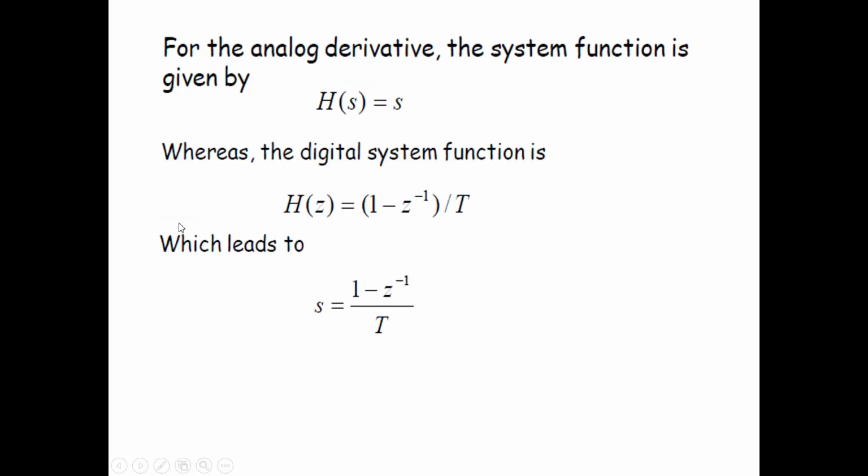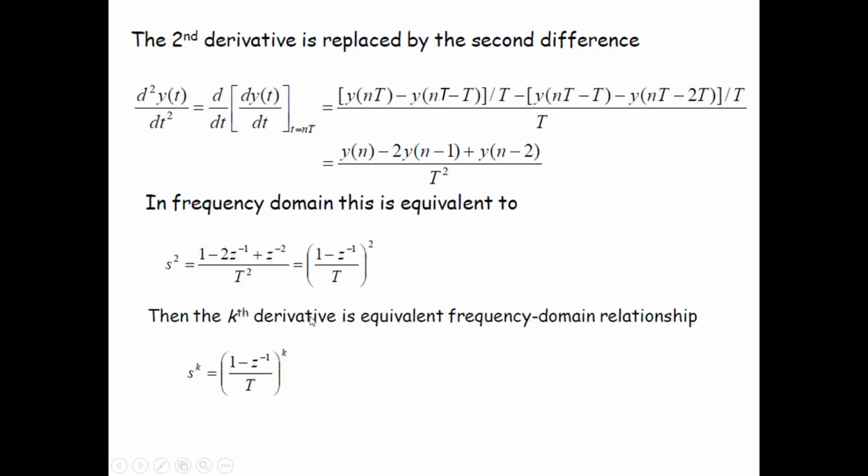That means we have to replace every s which is present in the system function by (1 minus z to the power minus 1) divided by capital T to get a digital filter from its analog counterpart. Now let's look at the second derivative, how we have to convert the second derivative in the differential equation, and what should be the equivalent difference equation of the second derivative.